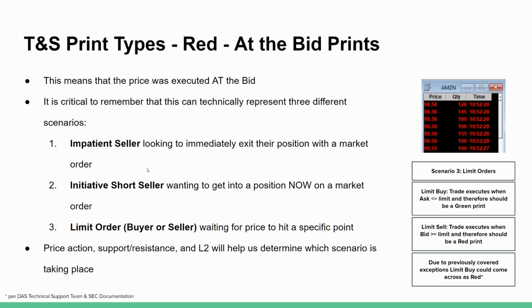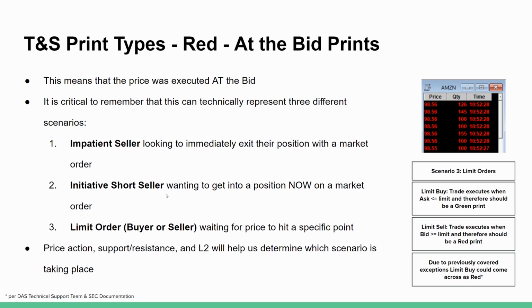These are prints on your time and sales that are executed at the bid, okay? Now, it is important to recognize that there are a couple different types of participants that could represent a red print, right? The first are impatient sellers. These are people that, maybe they're panicking or they just, for whatever reason, immediately want to get out of their position. And so they choose to execute this sell with a market order. With a market order, you are going to get filled at the bid, okay? So you're going to come across as a red print because you're paying the spread in exchange for faster guaranteed execution.